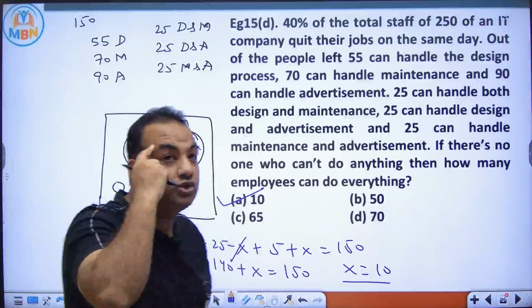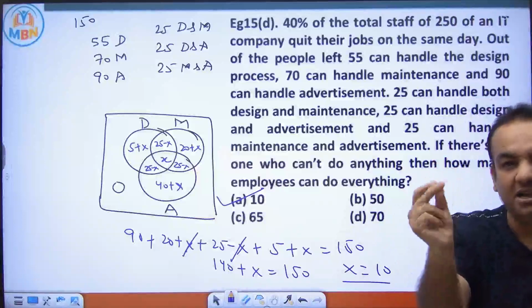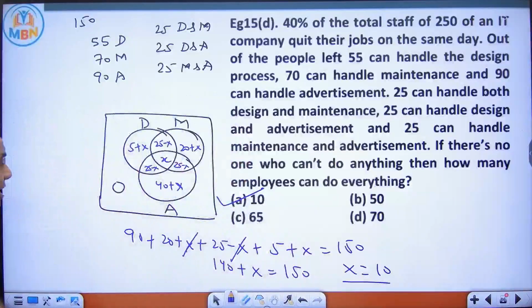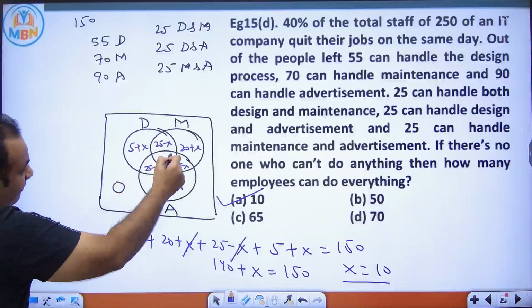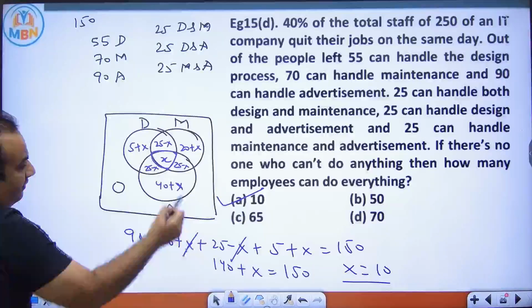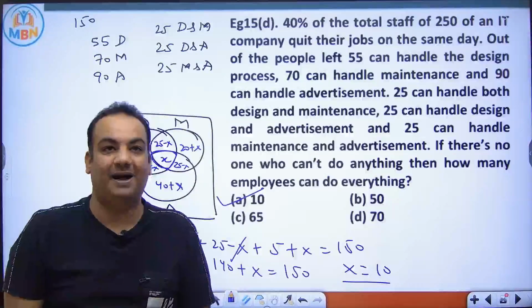But if you have used your common sense, you don't have to do this much. You can solve the answer in 5 seconds just by using your common sense. What is that common sense? We know that 25 people are in D and M. So this X has to be less than 25. There is only one option. That is okay. So sometimes you have to be smart enough.